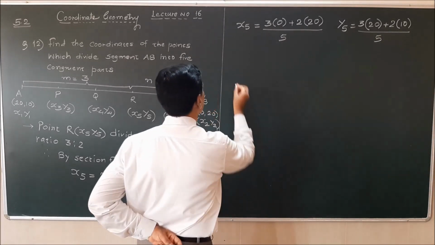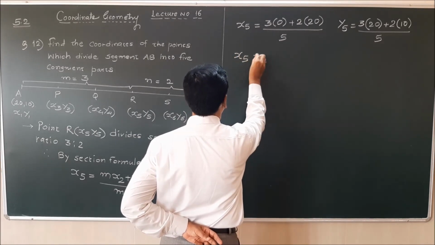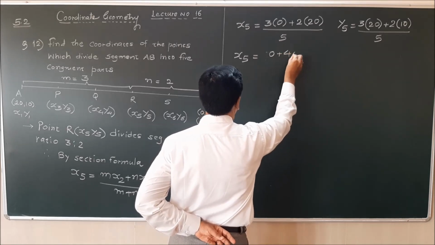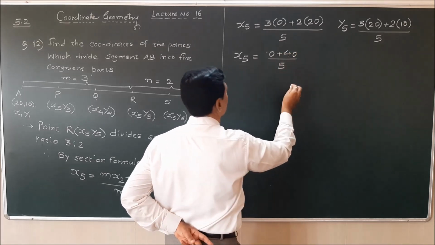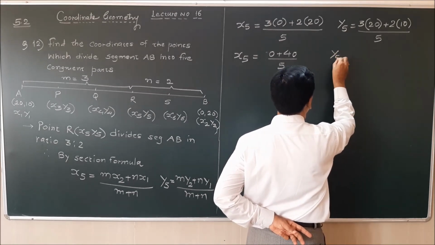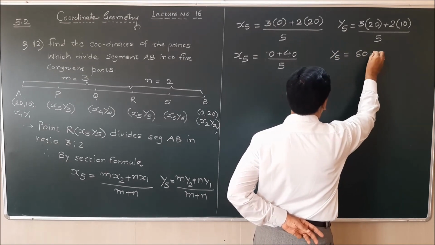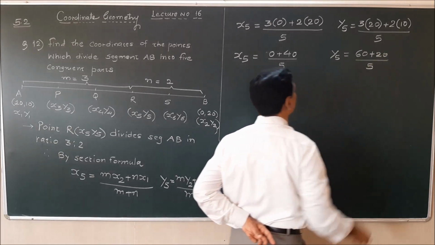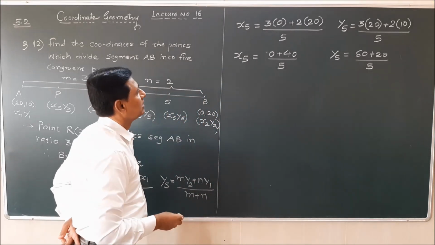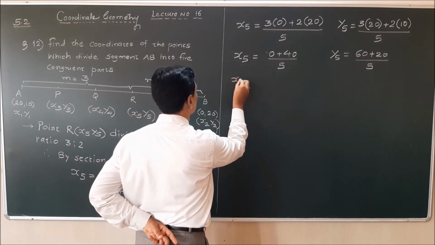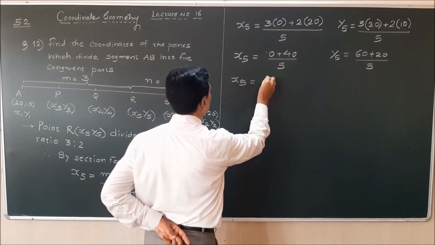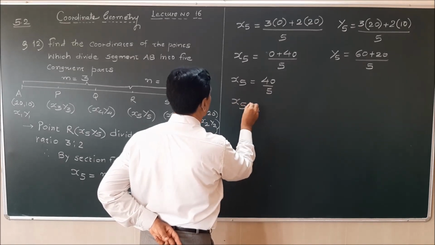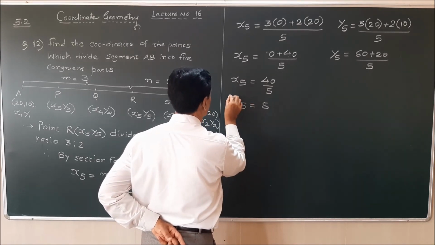Now let's simplify here. x5 is equal to 0 plus 40 upon 5. y5 is equal to 60 plus 20 upon 5. So that will give us x5 is equal to 40 upon 5. Very simple calculation. x5 is equal to 8.